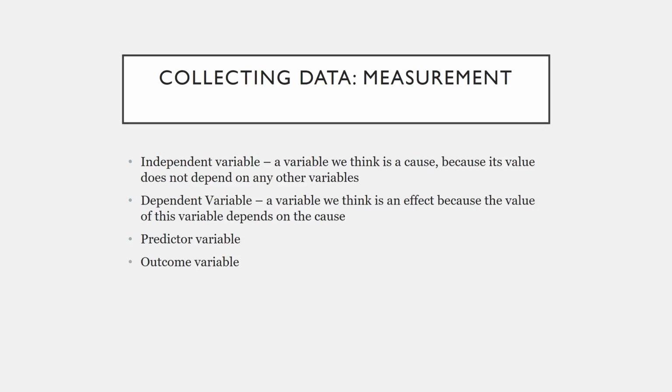The dependent variable, on the other hand, is one that is dependent on one or more independent variables. So it takes its value based on the value of some number of independent variables. Very often it's one, sometimes it's two or three. A dependent variable is a variable that we think is an effect, because its value depends on the cause. We can also sometimes refer to these as predictor variables and outcome variables. The predictor variable is the independent variable, because it is predicting the outcome, and the outcome variable is the dependent variable, because it is the result of the relationship.